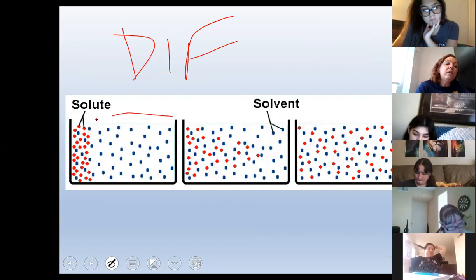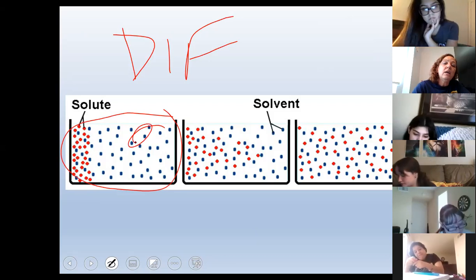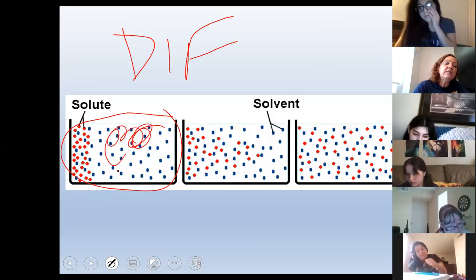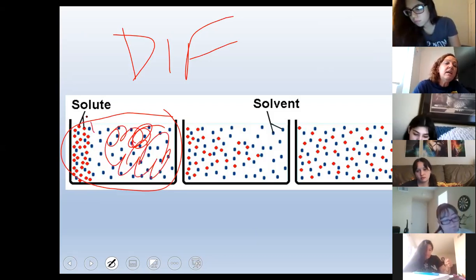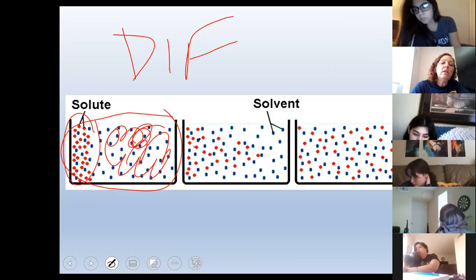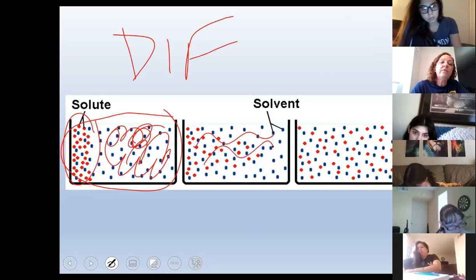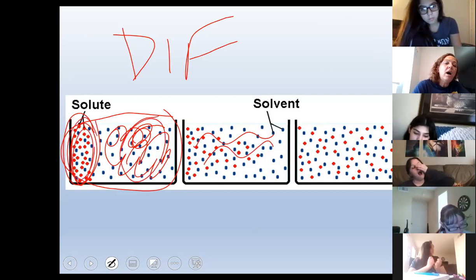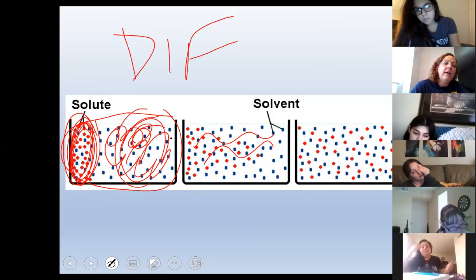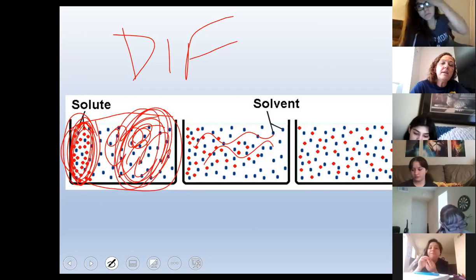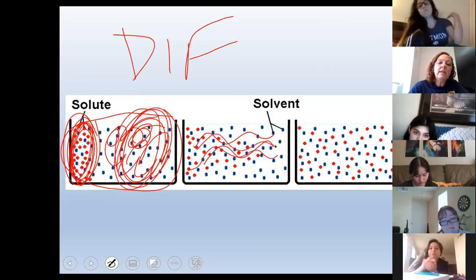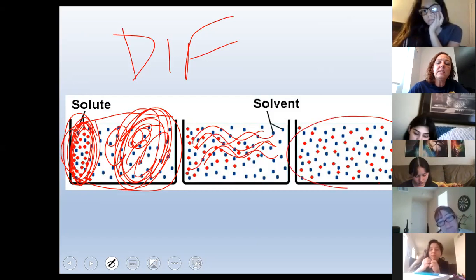Here I have a glass. This is my solvent. Remember, this is the thing I'm mixing stuff in. Here is my solute. The molecules are going to move from an area of high to low. I have a high concentration of red. I have a low concentration of red. We can see that the red now moves until it is evenly dispersed.